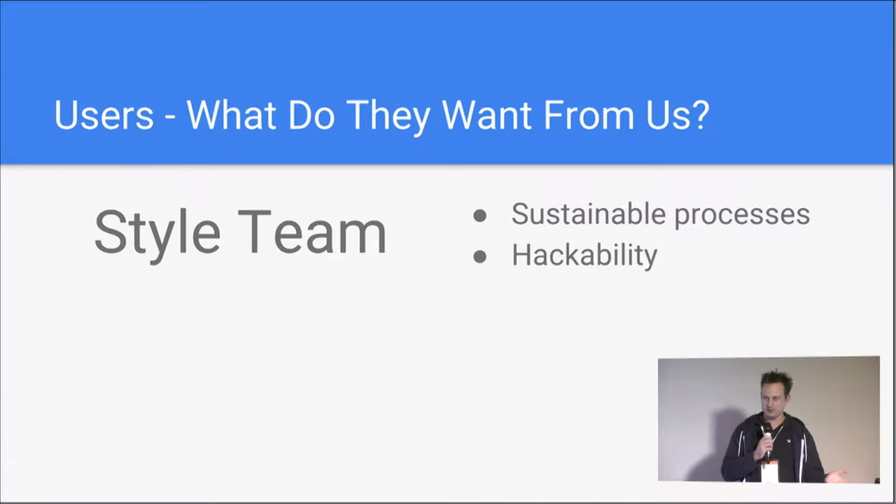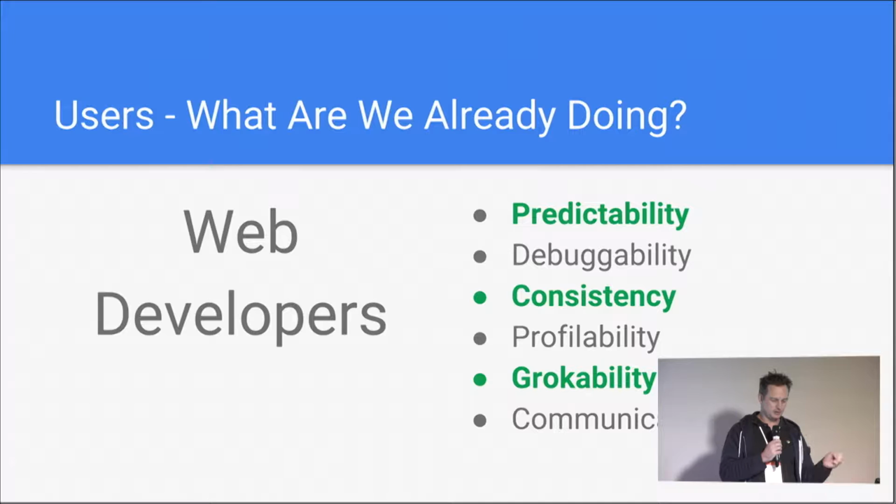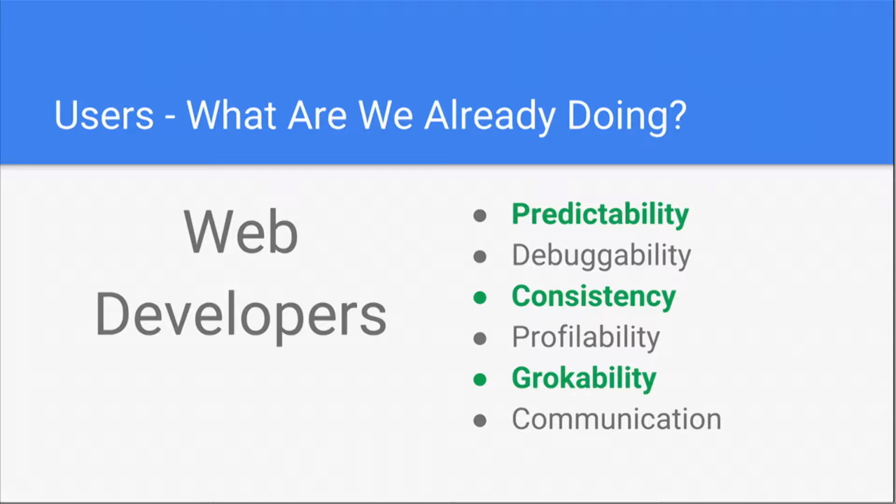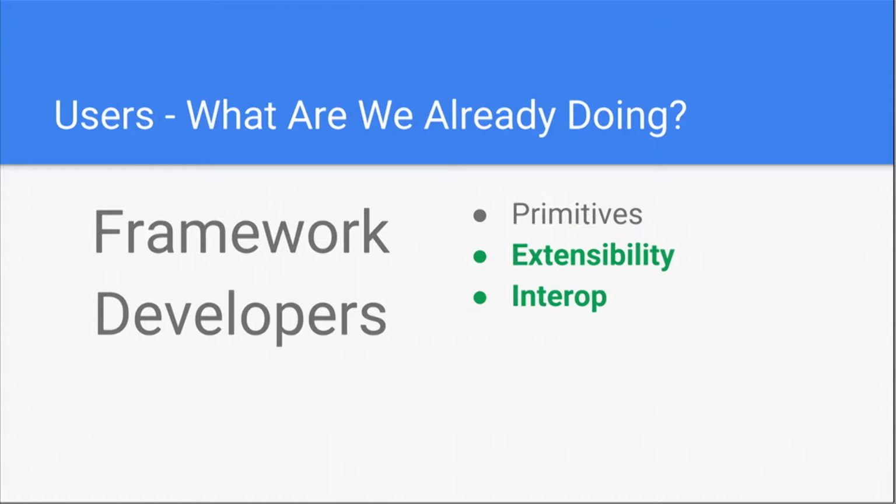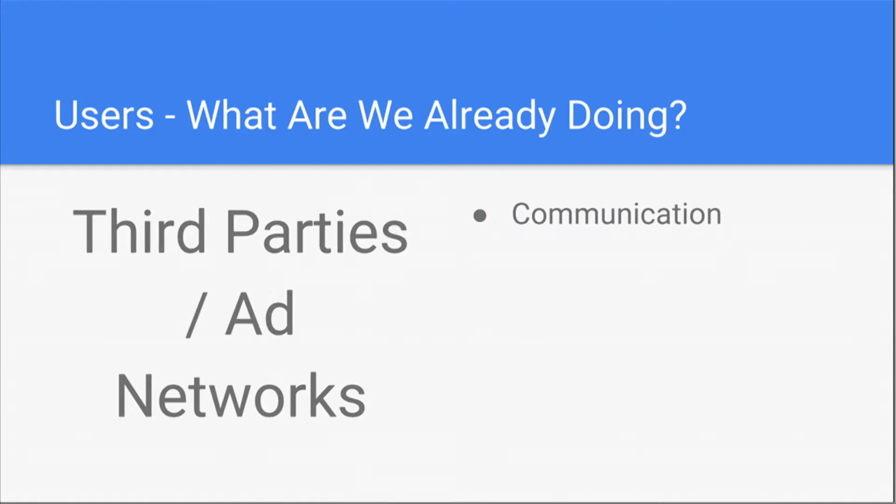So then we went through these and thought, what are we already doing? So for the web developers, the green things are the things we're giving them. This is what, in terms of the work they're already doing, we're already giving people. So predictability, consistency, and grokability. For framework developers, extensibility and interop. End users, interop. Third parties and ad networks, nothing yet.